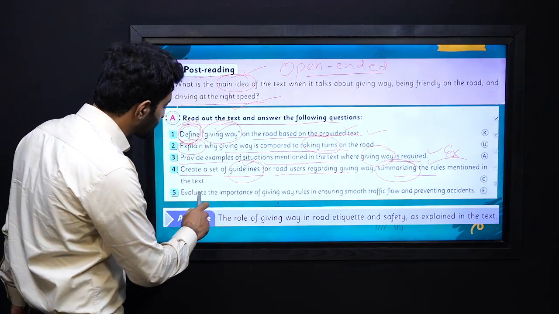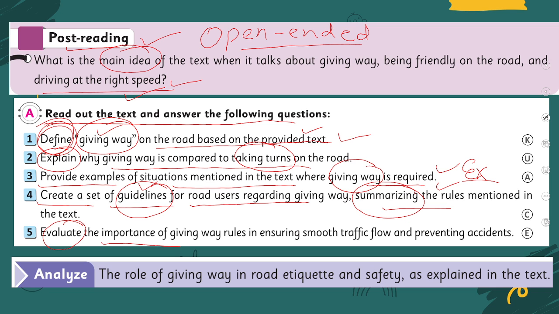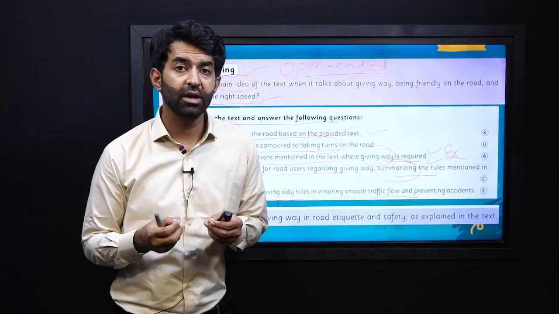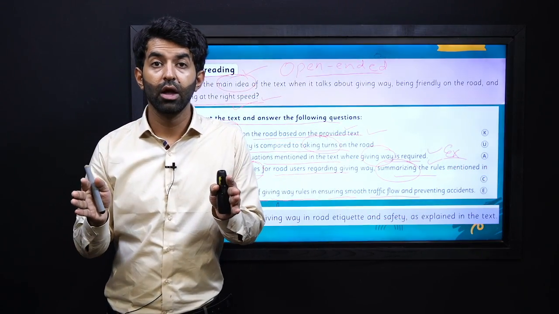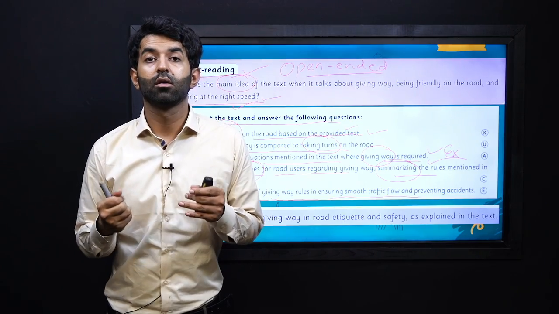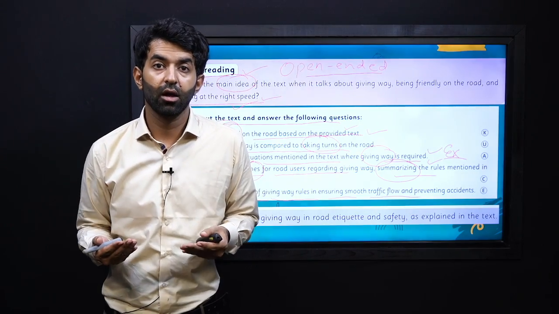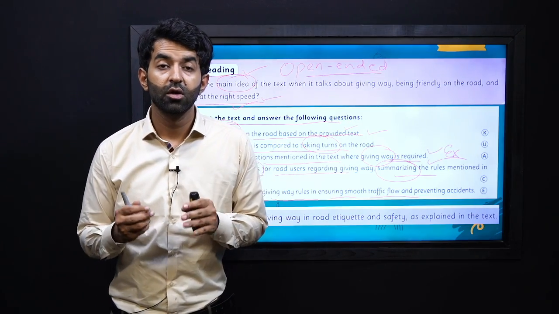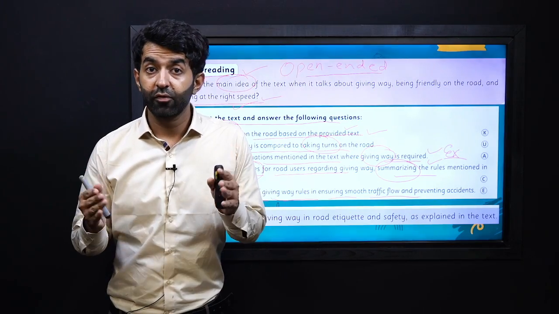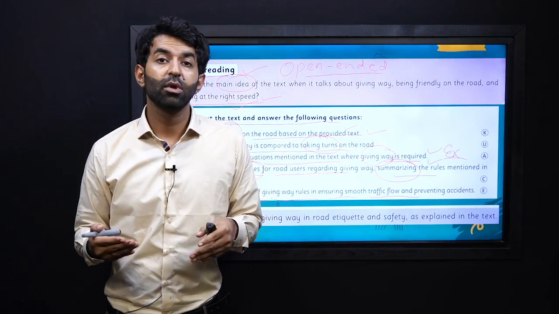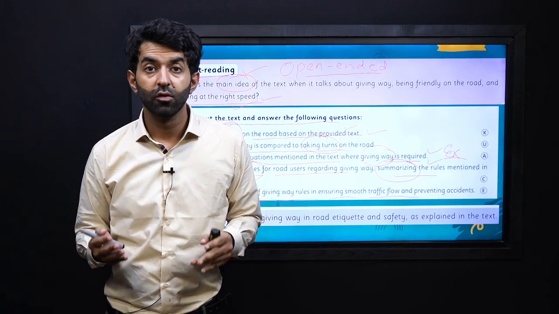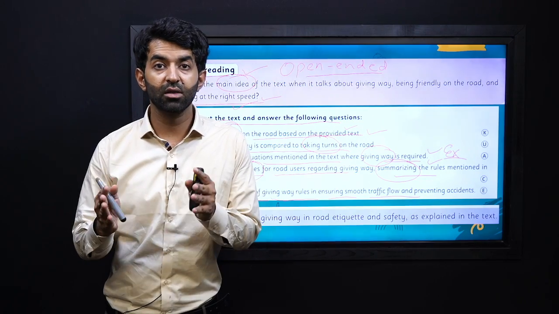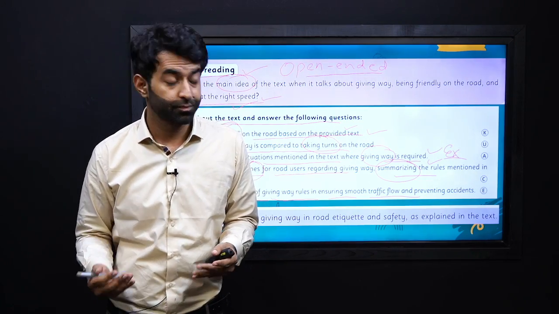Question number 5 asks us to evaluate the importance of giving way rules in ensuring smooth traffic flow and preventing accidents. Now, we will read the text again and find the part where it is said how the lesson's main idea, the topic, is important, and how giving way is very important. So we have to evaluate that if it is not done correctly, there can be consequences and bad results. We need to evaluate the situations and then present our answer.